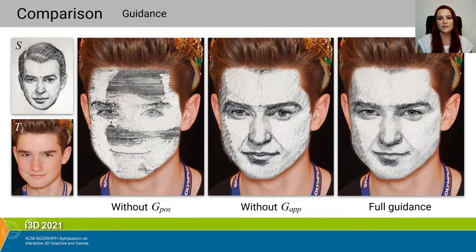Here we demonstrate the importance of individual guiding channels. On the left, we show the result without the positional guide, where the missing information causes that chunks are not transferred from corresponding locations. Without the appearance guide, the stylization is semantically meaningful, but the identity of target subject is not preserved at all. The result with our full guidance is shown on the right.